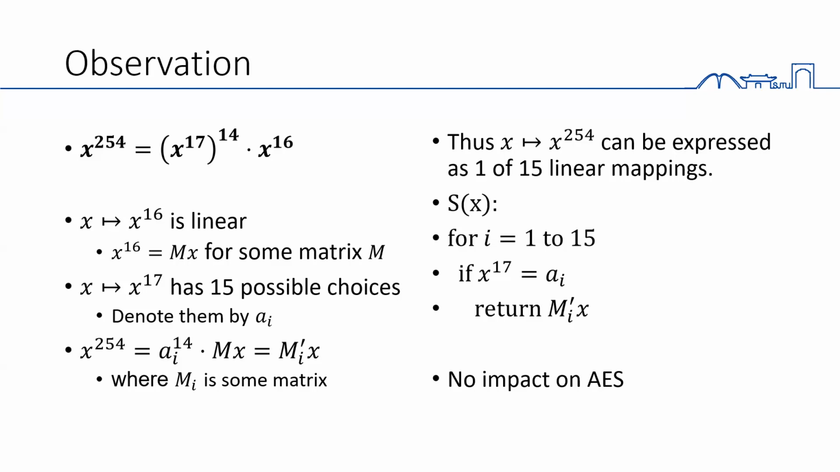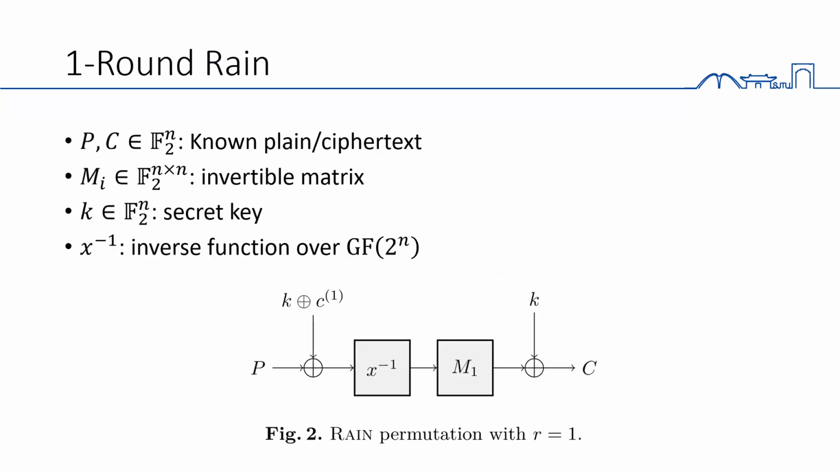the nonlinear function of AES is equivalent to the following pseudocode. The function S selects a linear mapping according to the value of x to the 17, and then it multiplies the selected matrix by the input as the output. Based on this fact, we didn't find any new attacks better than the existing analysis on AES.